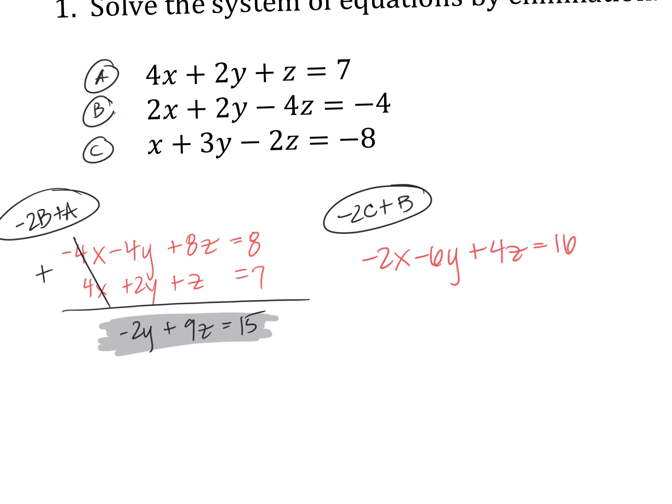Equals 16. So perfect. Bring down B. We're going to bring down B. 2x and 2y minus 4z is negative 4. Sure. Love it.